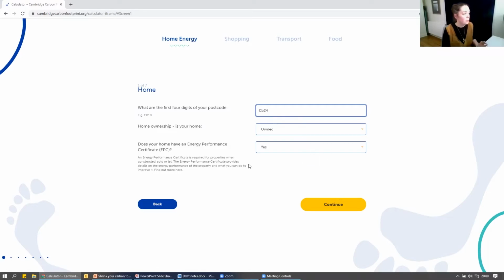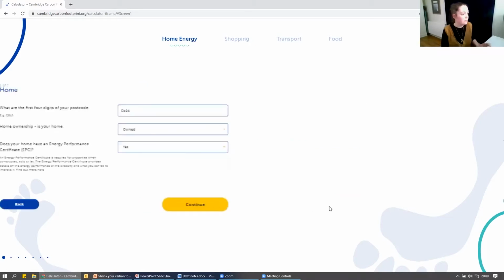So I own my home, and we do have an EPC certificate.